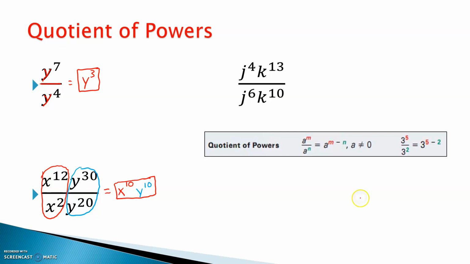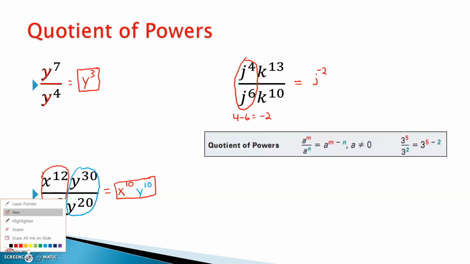All right, let's move on to the next one. Same deal. Let me start off with the j's here. Okay, now be careful on this one because it's the same bases. I still subtract, but you should have gotten 4 minus 6, which is going to give us not a 2, but a negative 2. So the first part you should have gotten j to the negative second power.